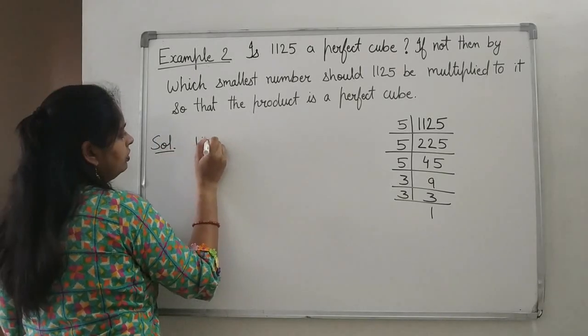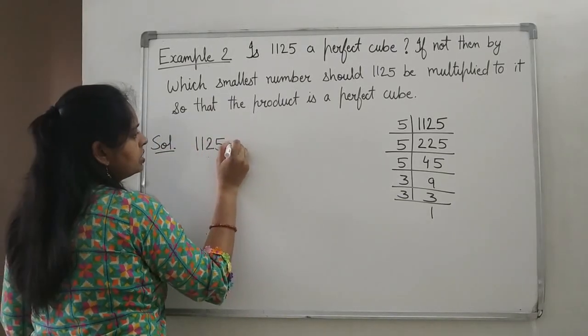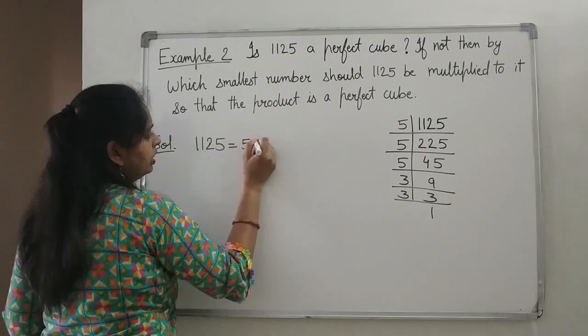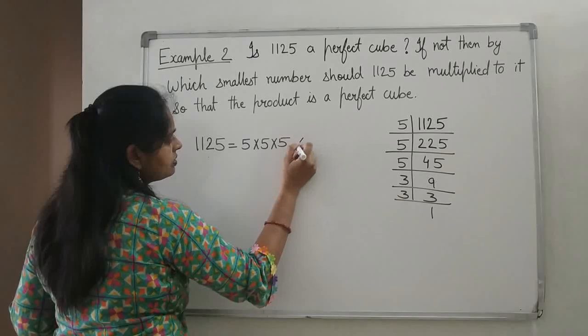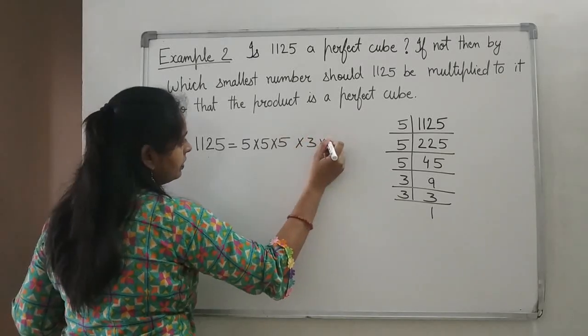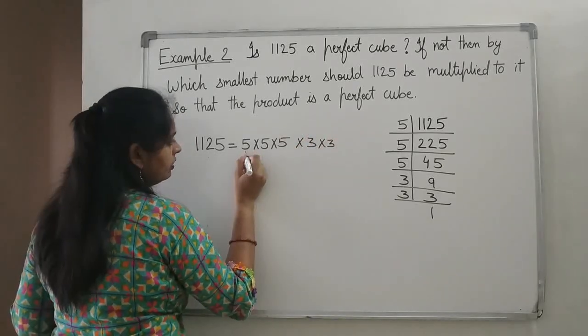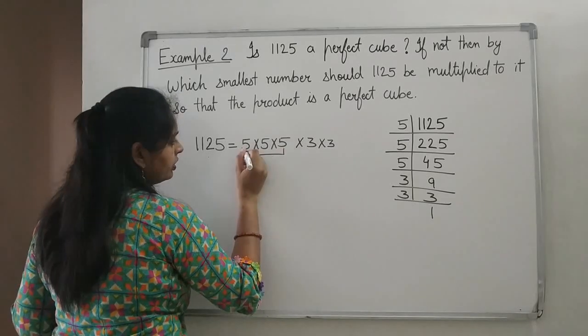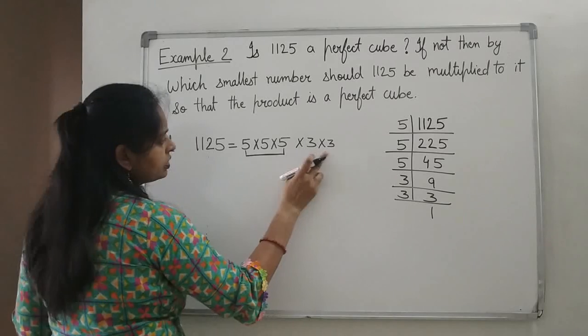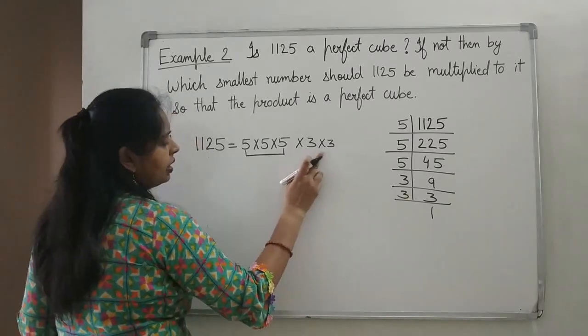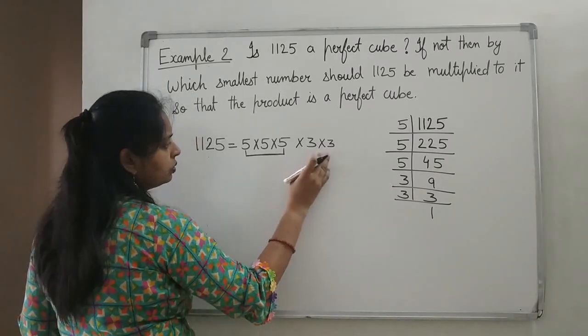What we got: 1125 is equal to 5 multiplied by 5 multiplied by 5, so 5 is 3 times, and then 3 is multiplied 2 times. We will make the triplets. The prime number 5 has a triplet, but 3 does not, because I am not having a set of three 3s, only two 3s.